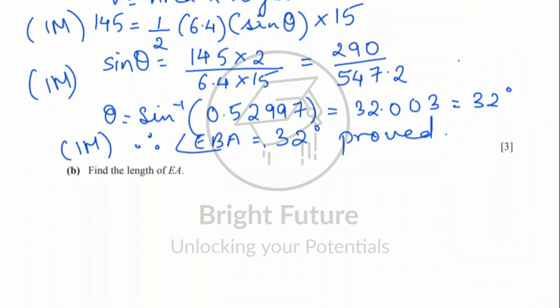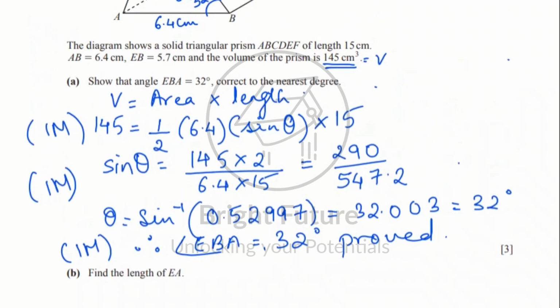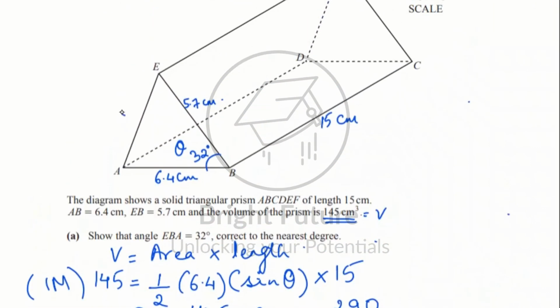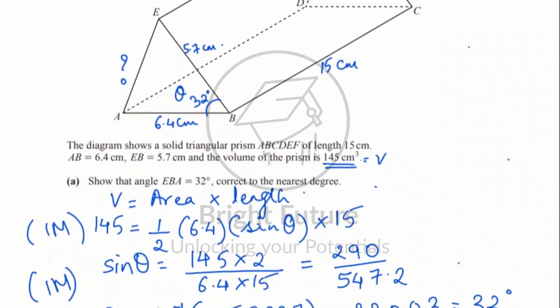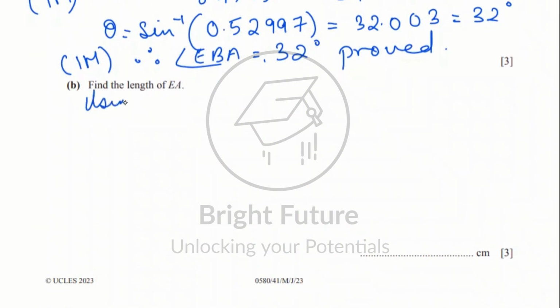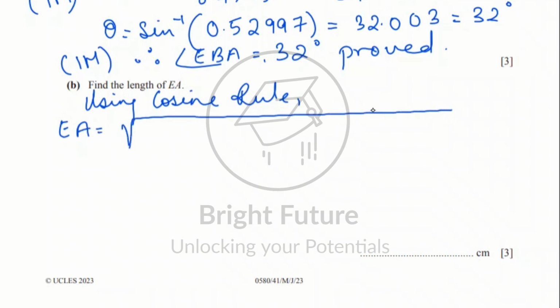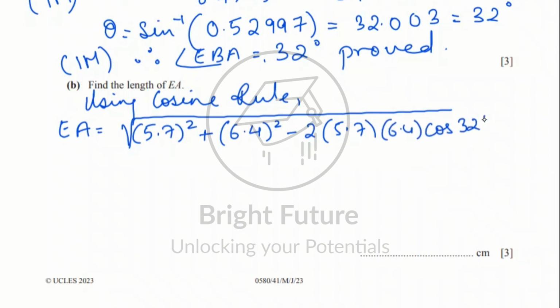Find out the length of EA. EA is this part. We have to find out the length of this. Now we know this is 32, 6.4, 5.7. Using the cosine rule we can find out AE. Using the cosine rule, EA is equal to the square root of 5.7 squared plus 6.4 squared minus 2 times 5.7 into 6.4 cos 32 degrees.